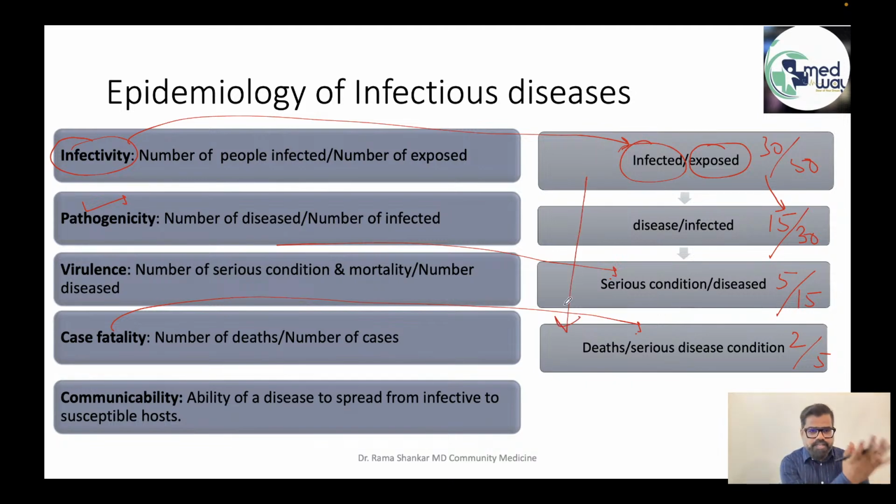Out of how many people exposed, how many are infected, that is infectivity. Out of those infected, how many develop disease, that is pathogenicity. Out of disease, how many have serious disease, that is virulence. Out of serious condition, how many people are dying, that is case fatality. And what is communicability? How the disease spreads from infective to susceptible host.